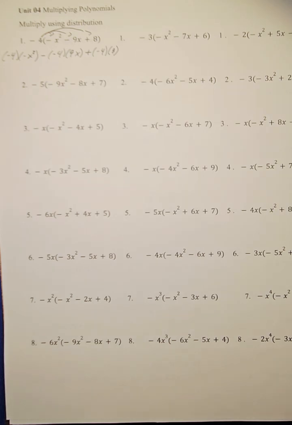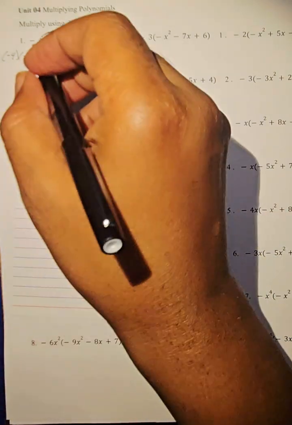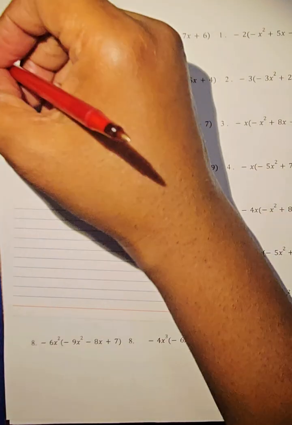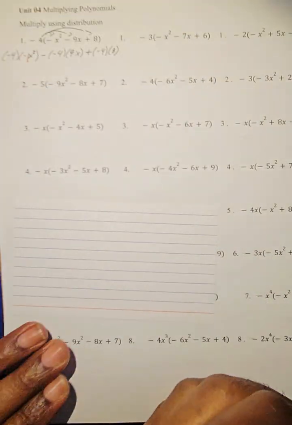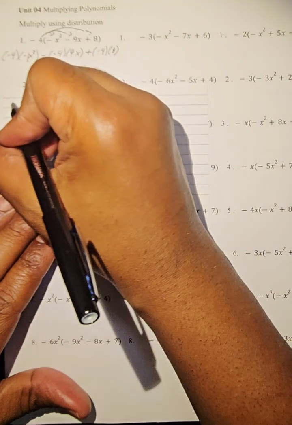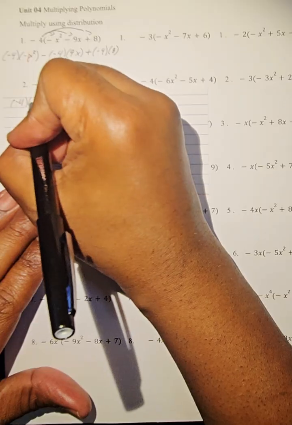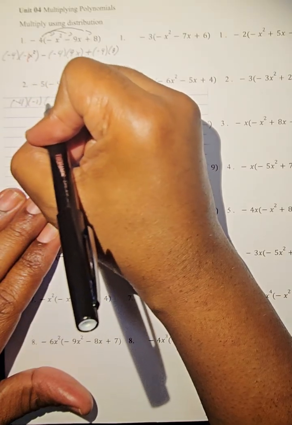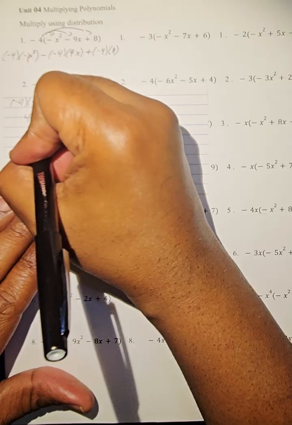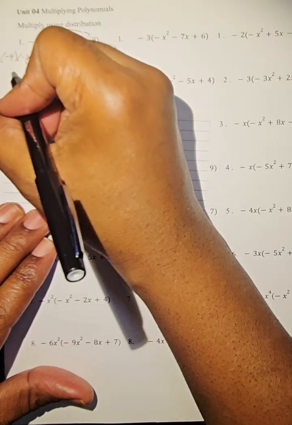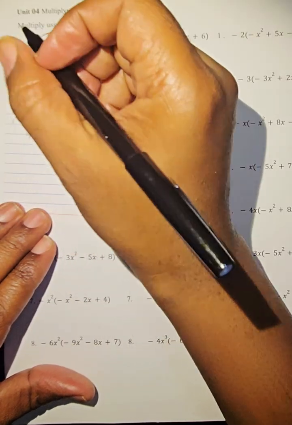Okay, so if we treat this as an understood 1 from the x right here, we can rearrange that as a negative 4 multiplied with a negative 1 and then times an x squared. So this will be a positive 4x squared. So positive 4x squared.